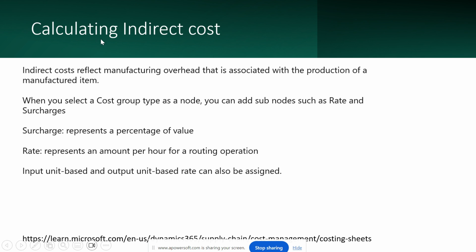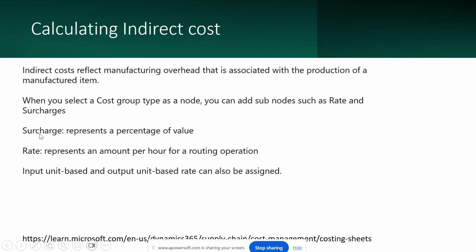In order to calculate those indirect costs, you need to use this particular costing sheet, so that it can be used in every production order which is getting generated. So when you select a cost group type as node, you can add a sub node such as rate or surcharge. So quickly, in this episode we will see how to create a cost group type node, and then allocate a rate or surcharge sub node, so that the calculations are taken for those charges, and it will reflect in your costing sheet in the production order also.